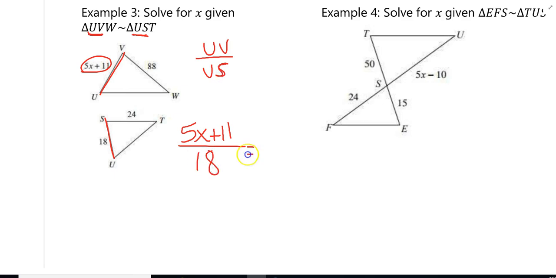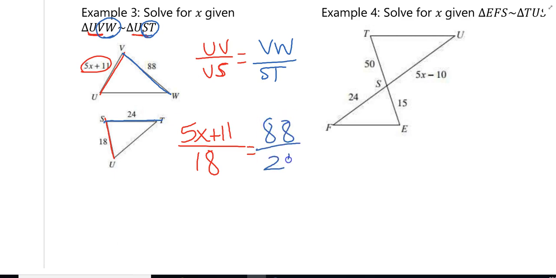That was 18. We have to set up the other side of our proportion. So now we go back to that original triangle, and I'm going to be looking at VW. VW were the last two letters, so that's going to correspond to ST. And ST was 24. So that's going to be 88 over 24. Again, the way that I know how to set up my numerators and denominators comes from the statement that we literally just wrote up here.